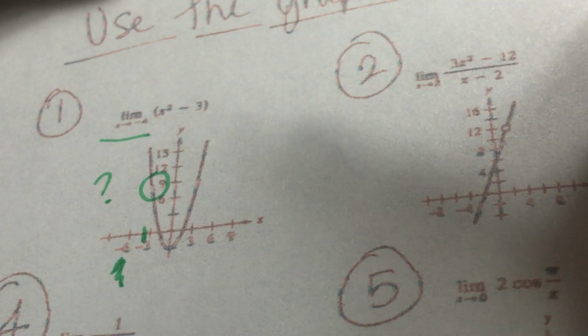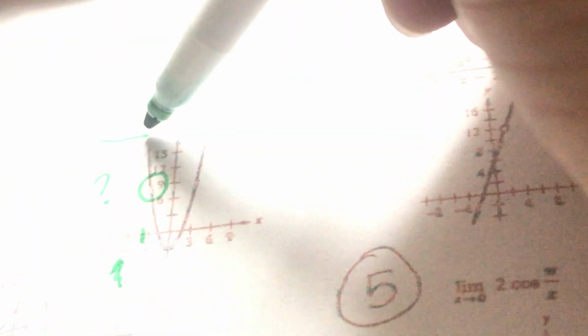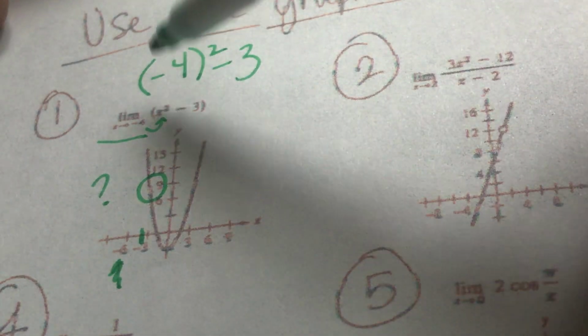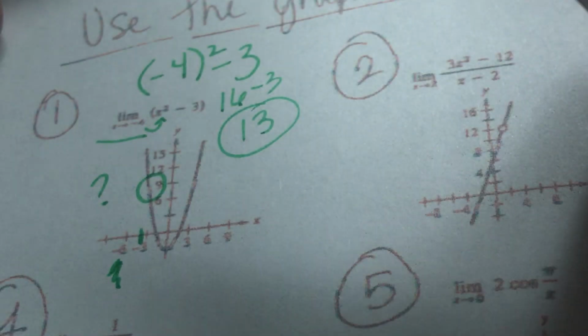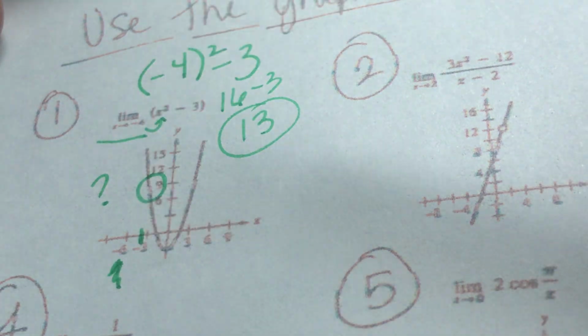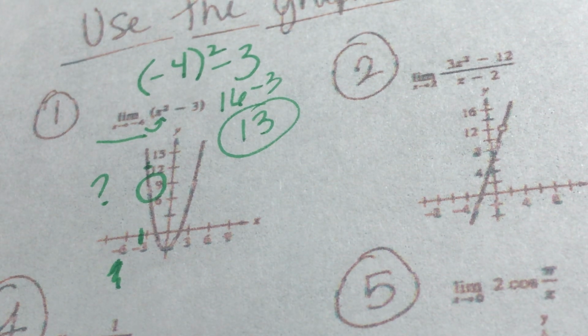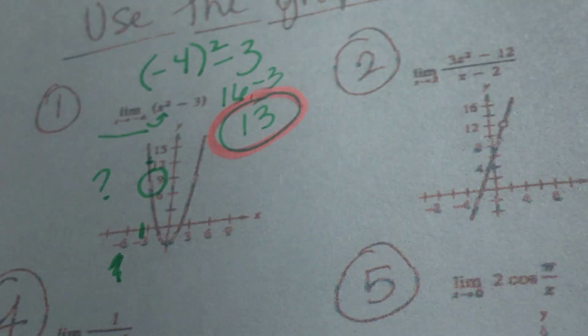So on this one, it would make sense to go ahead and plug that -4 into the function. So here we go, -4 squared minus 3. We can actually use direct substitution. -4 squared would be 16, positive 16, minus 3 is 13. So it's actually higher than what I expected. It's right here. So the answer to number 1 is 13. So the trick on that one is to plug it in because it's too hard to tell on the graph.